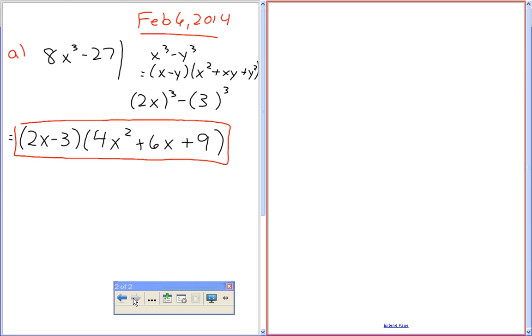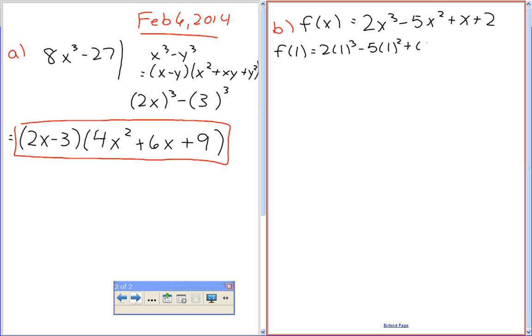Okay, letter B. It says sketch that. The question is f of x equals 2x cubed minus 5x squared plus x plus 2. All right. Austin, we're up to you. Were you able to find any roots to that? Okay, so f of 1 works. So f of 1 should be 2 times 1 cubed minus 5 times 1 squared plus 1 plus 2.